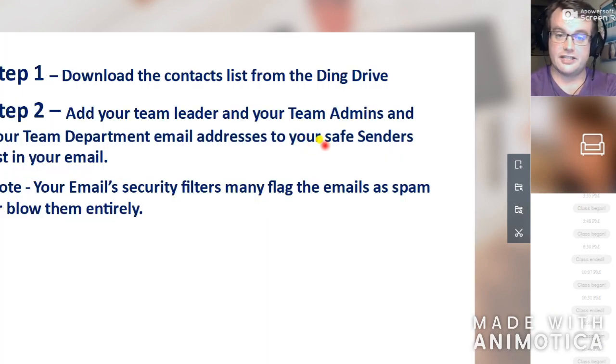Now for the first thing, what you will do first is download the key contacts document from your procedures and documents in the Ding drive. Find the procedures and document folder and download the important contact list from there. Number 2, add your team leader and your team admins and your team department, of course. Add all those email addresses to your safe senders list in your email.